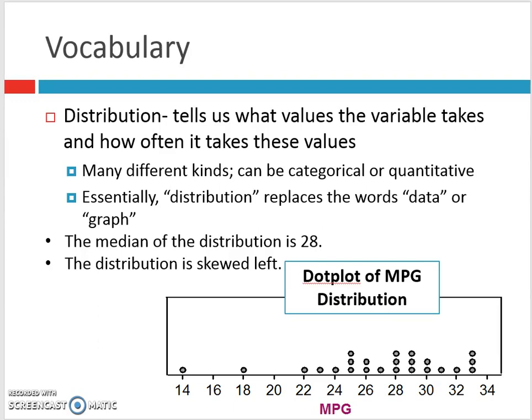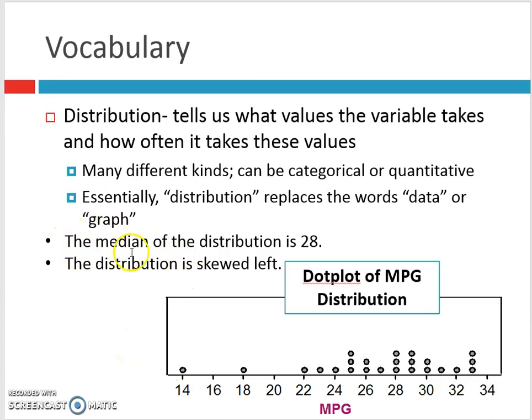Distribution applies to both categorical or quantitative. You can use the word distribution to replace words like data or graph. So, as you can see down here on the right, this is a dot plot of miles per gallon for, I'm assuming, a collection of vehicles. And we'll talk more about dot plots later and how you create them and how you read them.